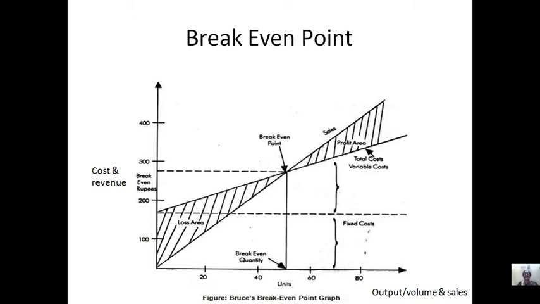This is the fixed cost curve. It is parallel to the base axis, the OX axis, because it doesn't change with the level of output. Even if the output is 0, fixed cost remains the same. It doesn't change with the level of output.